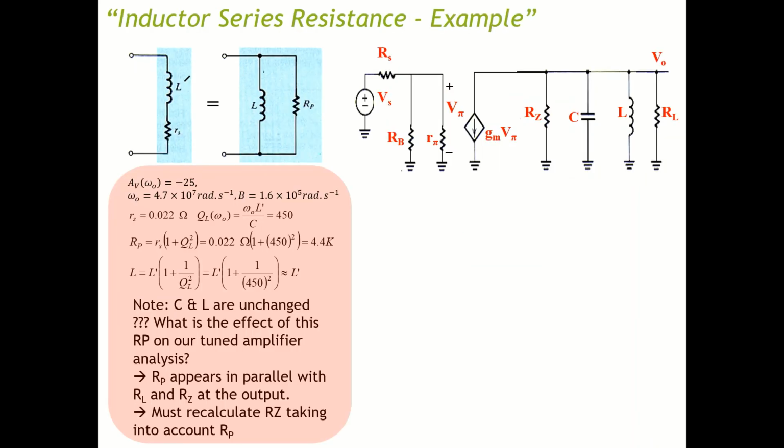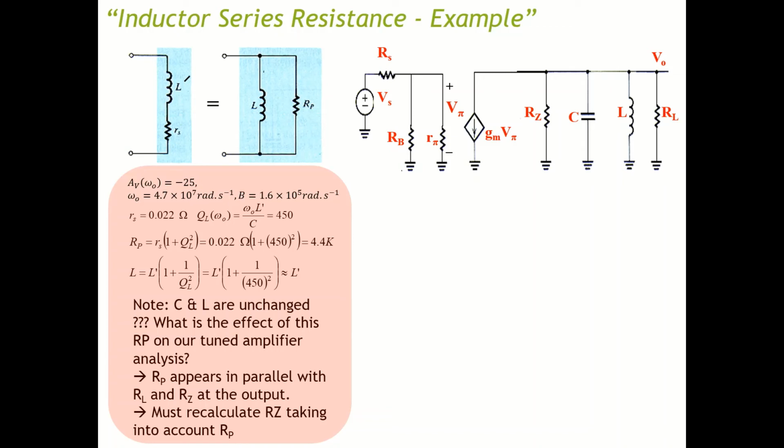In your Canvas module, you have an example of the tuned amplifier, and in that example, you are given this circuit, the tuned amplifier. You are asked to figure out the values for RZ, C, and L, so that you can tune this amplifier to a specific frequency with a specific bandwidth and gain. So those are three components: resonant frequency, bandwidth, and gain.